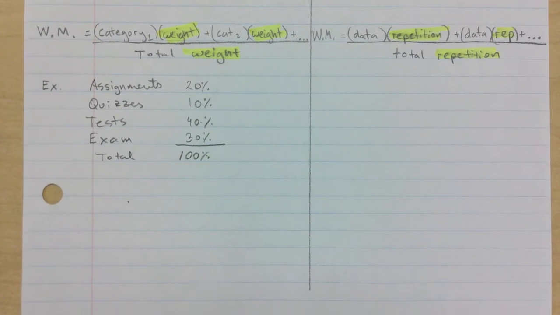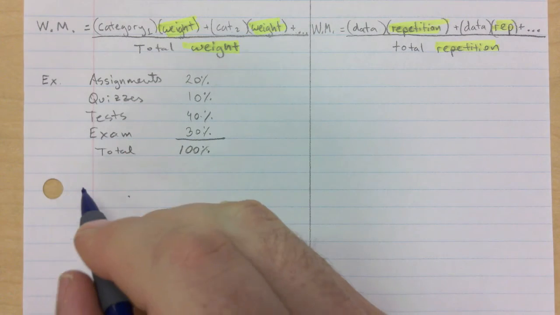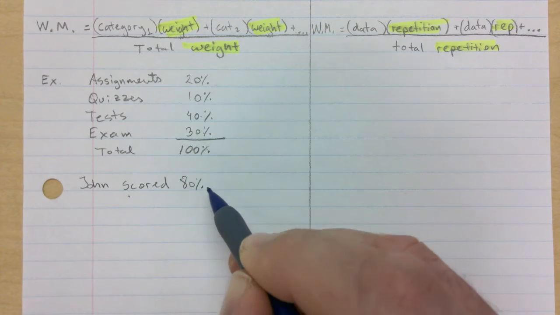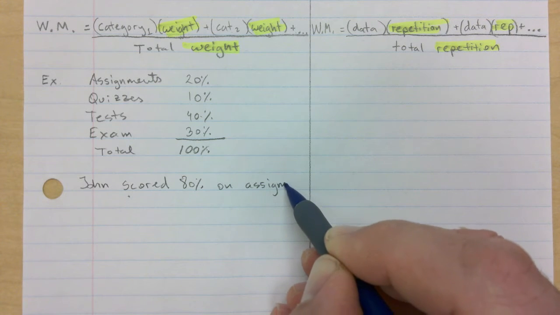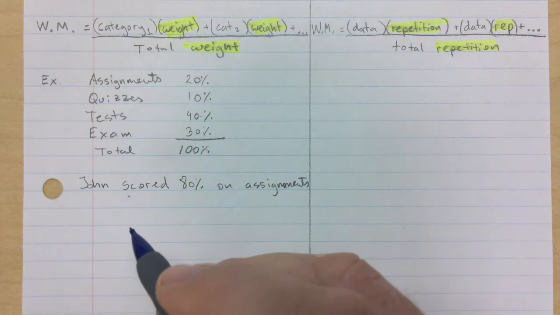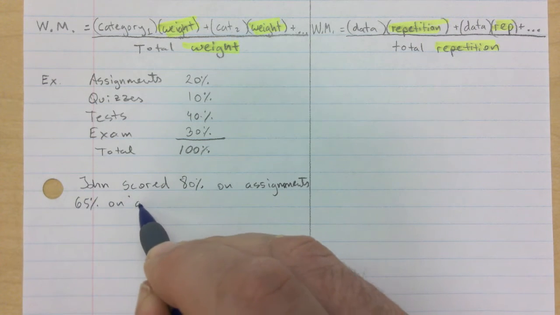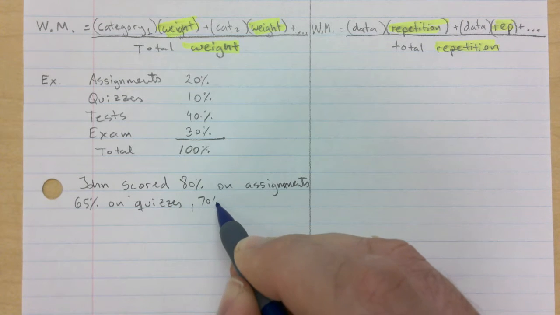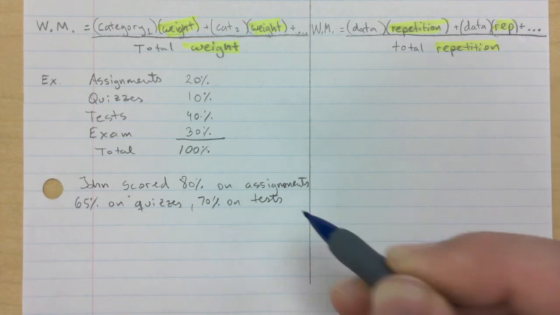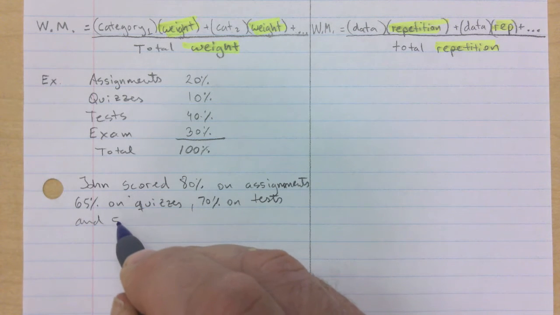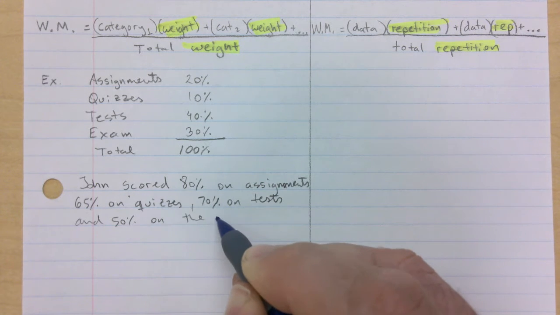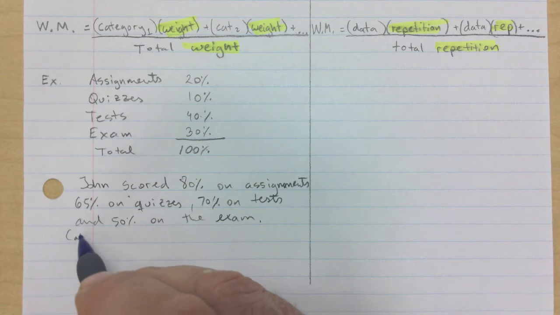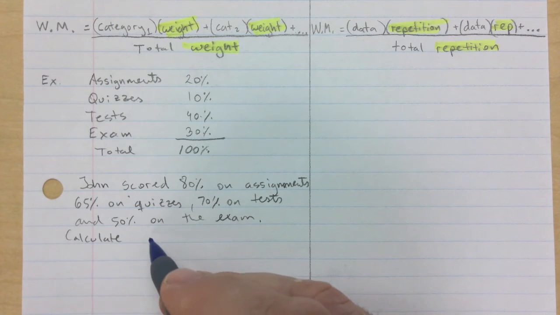So let's do an example here. John scored 80% on assignments, 65% on quizzes, 70% on tests, and 50% on the exam. Calculate his final mark.